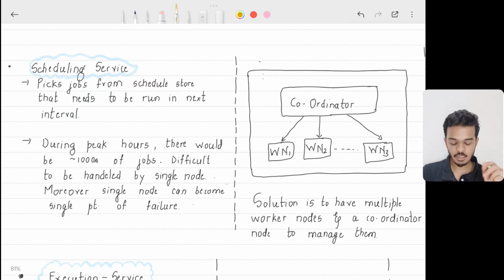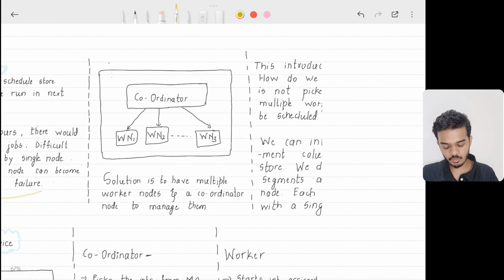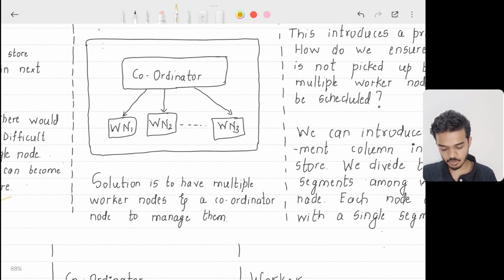So that is why we'll need multiple nodes. That is one thing. Moreover, if we have a single node running the scheduling service, it can become a single point of failure. So we definitely don't need a single node running the scheduling service. We are going to need multiple nodes. So in order to have multiple nodes, we'll have a system something like this. There are multiple worker nodes that would be running our scheduling service, and there will be one coordinator that manages all these worker nodes.